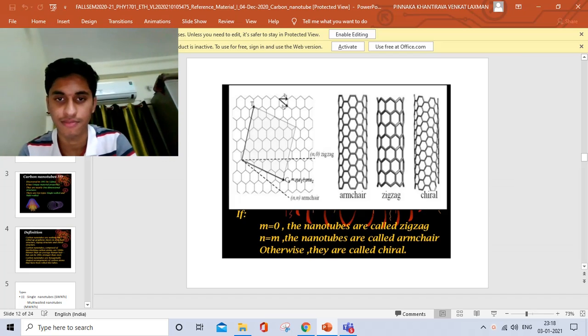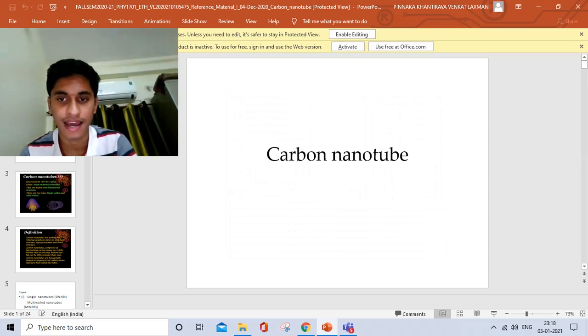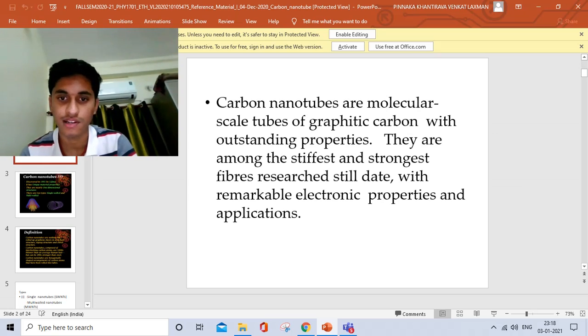Today's agenda is based on carbon nanotube, which is a nanomaterial. So let us start our discussion today. Firstly, we need to know what we mean by carbon nanotubes. Carbon nanotubes are molecular-scale, tube-like structures of graphitic carbon with outstanding properties. They are among the stiffest and strongest fibers researched to date, with remarkable electronic properties and applications.